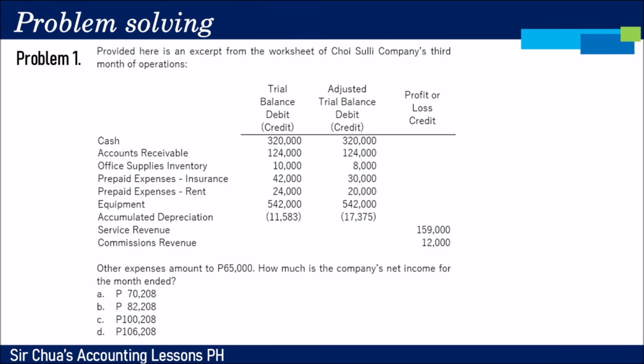Other expenses amount to 65,000. Ang tanong sa inyo, how much is the net income? Okay? So, pause the video, try to answer the problem, and then we will solve it afterwards.